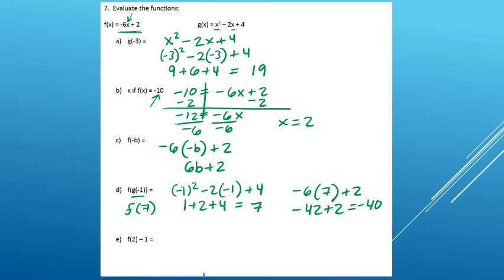For E, we have f of 2 minus 1. So we're going to evaluate f of 2 first. So negative 6 times 2 plus 2, we get negative 12 plus 2, which gives us negative 10. And now we're going to just subtract 1. So negative 10 minus 1 would give us negative 11.